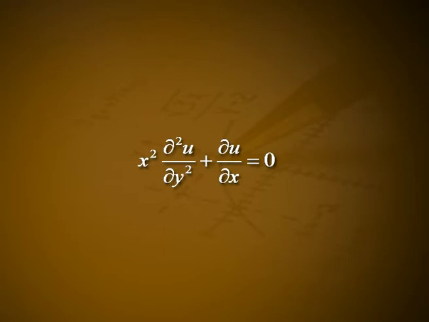Example 6. Solve x² ∂²u/∂y² + ∂u/∂x = 0 by the method of separation of variables. Solution. Let u = XY, where X is a function of x alone and Y is a function of y alone, be a solution. Then ∂u/∂x = X'Y, ∂u/∂y = XY', and ∂²u/∂y² = XY''.